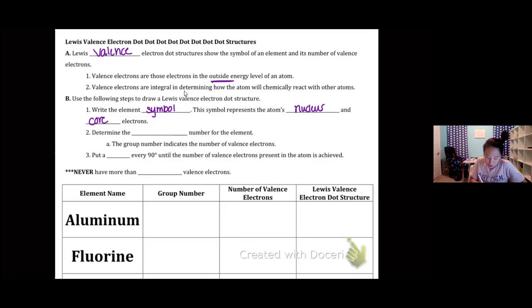Then we determine the group number. Group number is the column number. There are only 8 columns that we're going to be concerned about. We're not going to worry about the others. There are only 8 columns that we actually numbered. And the group number tells us the number of valence electrons. We're going to put a dot every 90 degrees until we reach the number of valence electrons. You cannot have more than 8 because there are only 8 columns.